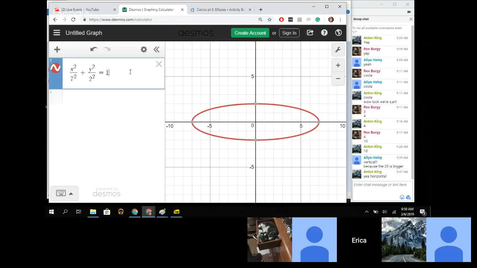equals 1. Okay, so is this an ellipse with my vertices at (7, 0)? Yes. And my co-vertex at (0, 2)? Yes. So I'm good to go. I wrote the equation right.